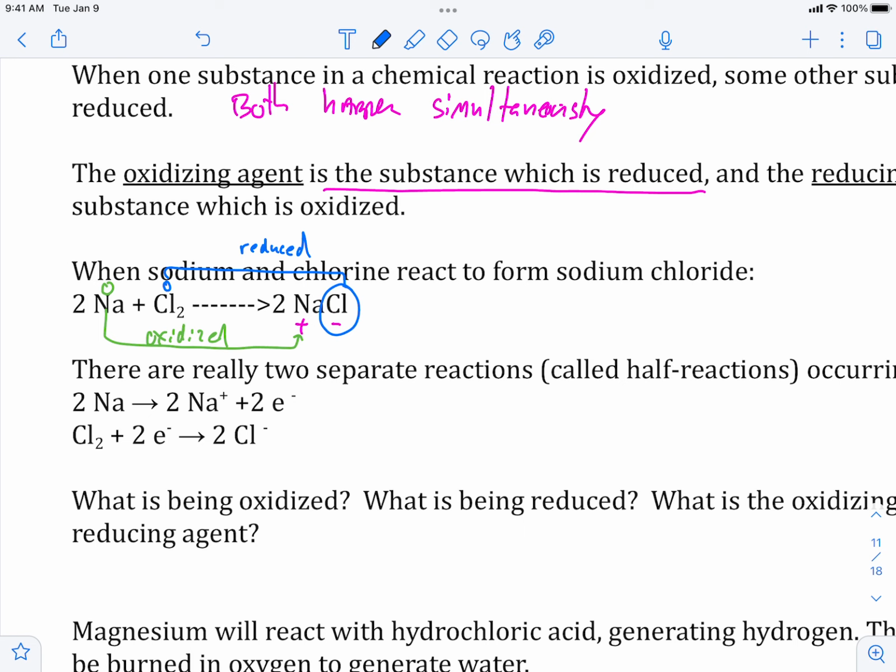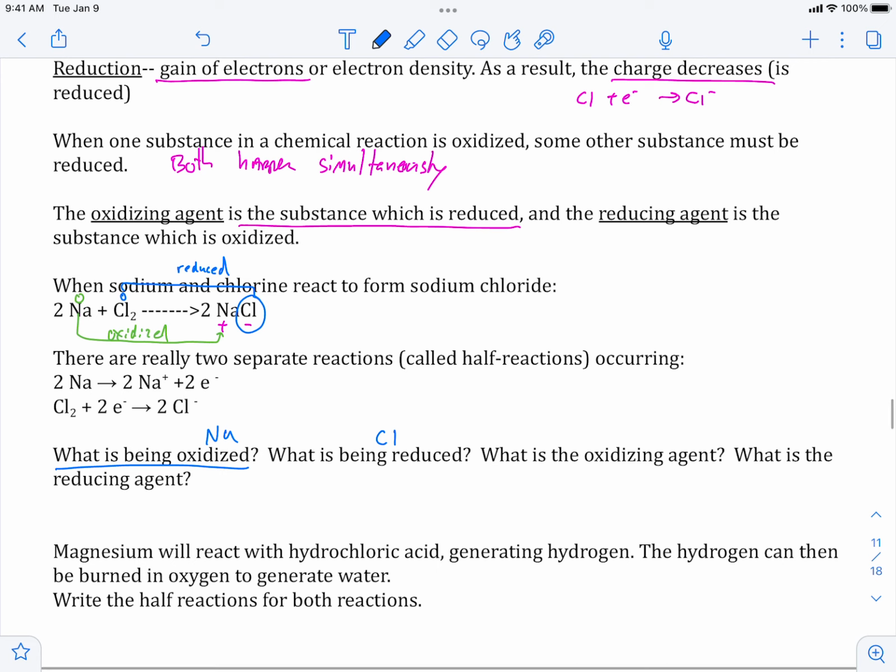So what's being oxidized? We already said, well, it's sodium. What's being reduced? Chlorine. What is the oxidizing agent? Chlorine. What is the reducing agent? Sodium. So in other words, you can't both be oxidized and be the cause for oxidation. Does that make sense? If you're oxidized, then you're the agent of the reduction. If you're reduced, you are the agent of oxidation.